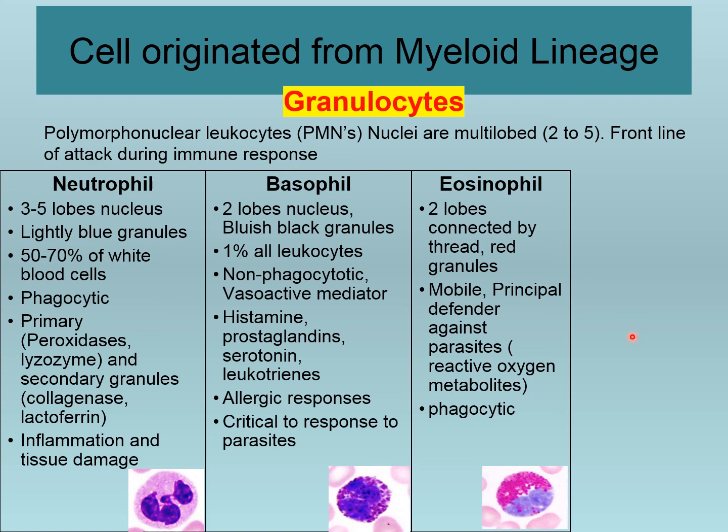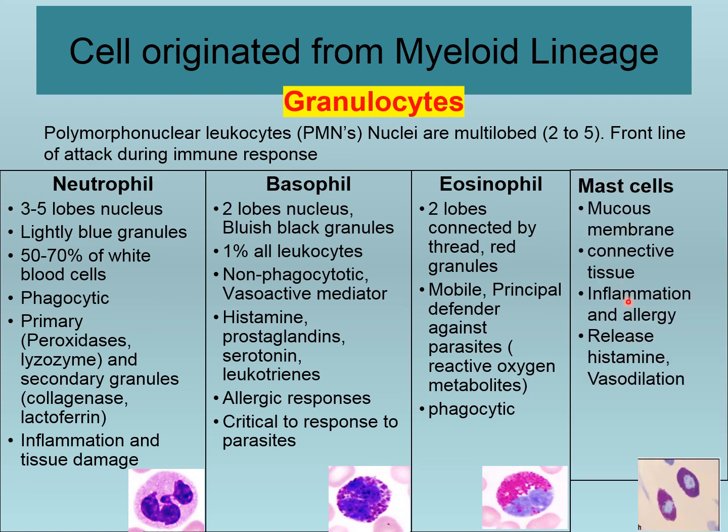The fourth type of granulocytes are called mast cells, which are generally present in the mucosal membrane and connective tissue, and have a role in inflammation and allergic response. They have granules which store histamine and are also vasodilators.